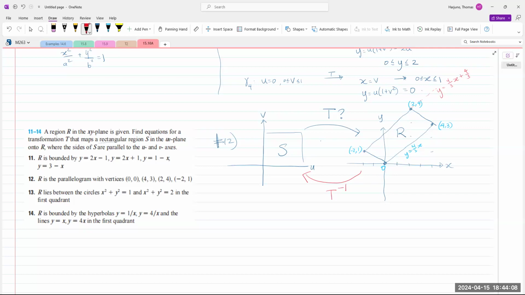Am I okay? Hold on. Let me check something. 8 over 3. I need to get 12. 4 over 3. Oh, so I think that's correct. Yeah, let's do it this way. 2 comma 4 and negative 2 comma 1.